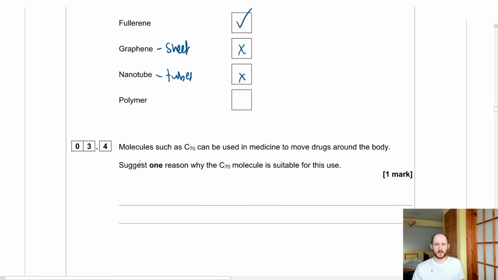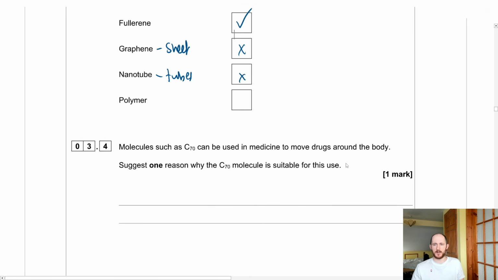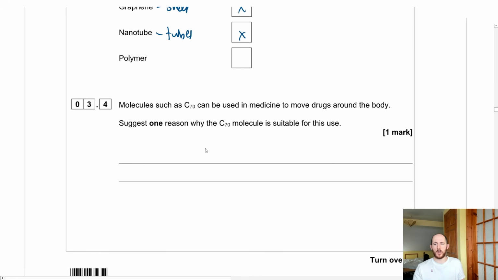And let's just do the next part as well. Molecules such as C70 can be used in medicine, so again, as I mentioned, to move drugs around the body. Basically, the drug sits in the middle of this big ball, and the fullerene ball goes to wherever it's needed, dissolves, and then the medicine is applied. Give one reason why it's suitable for this use. Well, there is a million reasons. One is that it's hollow. I like this one because it makes the most sense, right?